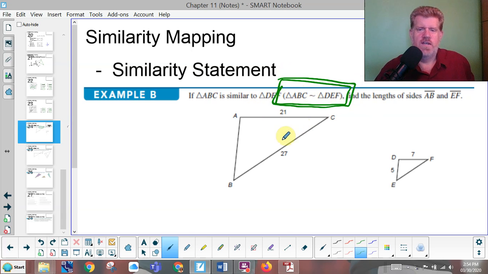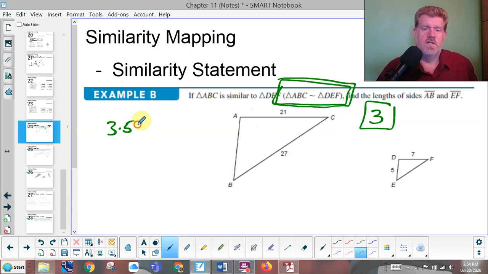So can I find the lengths of these other two sides? Well, take a look at it. If these are similar, look at DF and AC. How do they compare with each other? What's the scale factor to get from DEF to ABC? Well, the scale factor would be 3, because 21 divided by 7 is 3. That's our scale factor, which means that these all have a relationship of 3. If DE is 5, that means AB is 3 times 5, or 15.